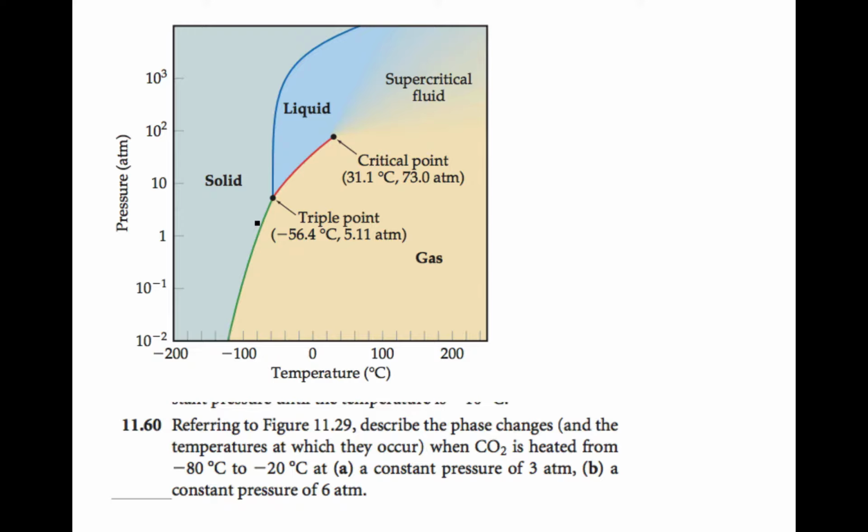So as I heat it from negative 80 to negative 20, I cross the line between being a solid and a gas. This is called sublimation. So when you go from a solid to a gas, skipping the liquid phase, we're crossing the line here. So CO2 sublimes at this particular pressure at about negative 80 degrees Celsius. So that's the way you read this.